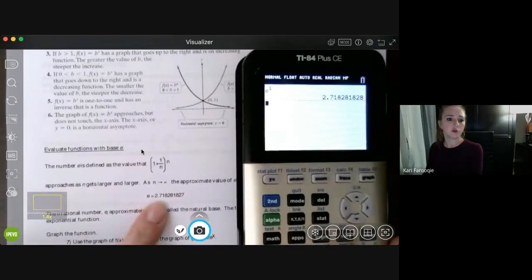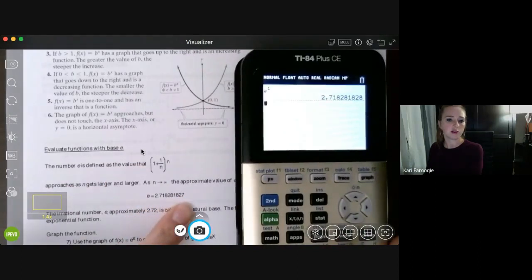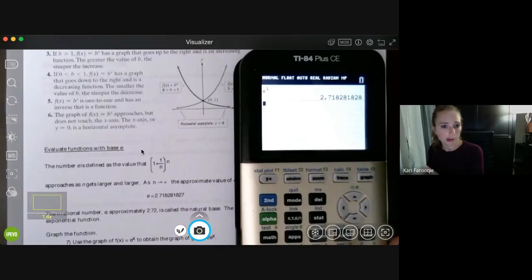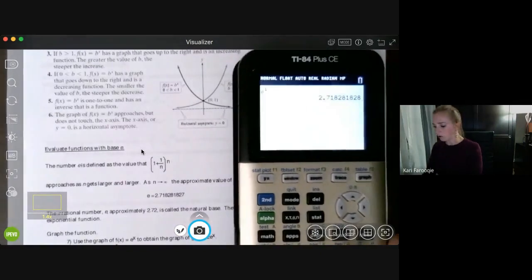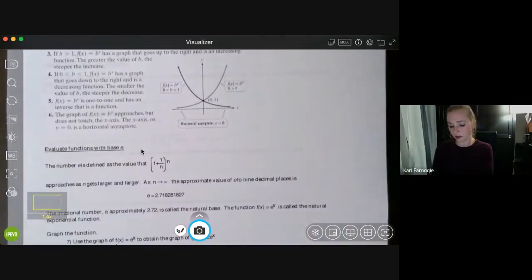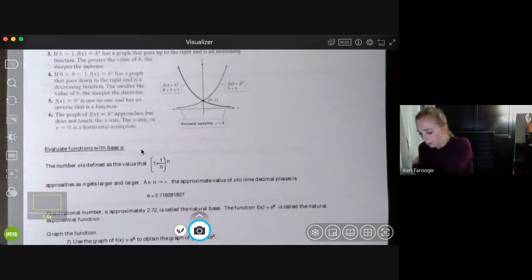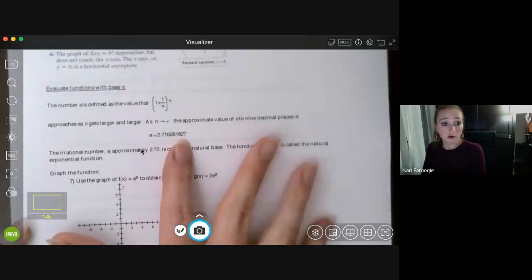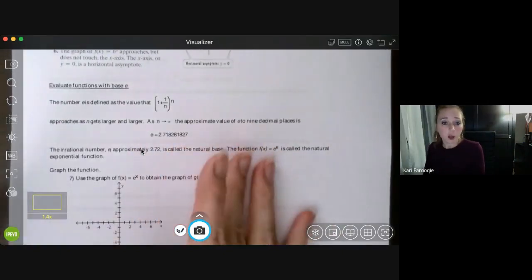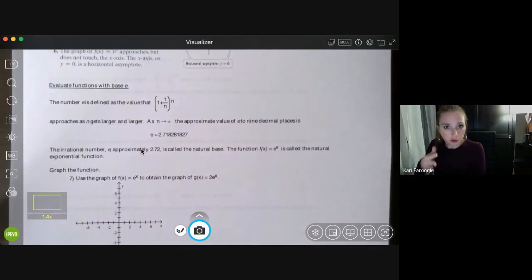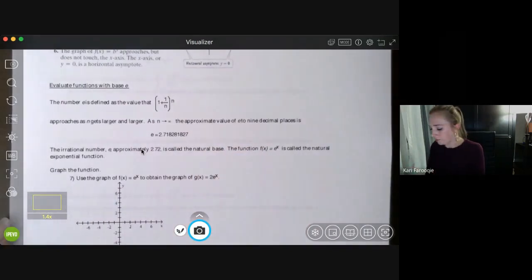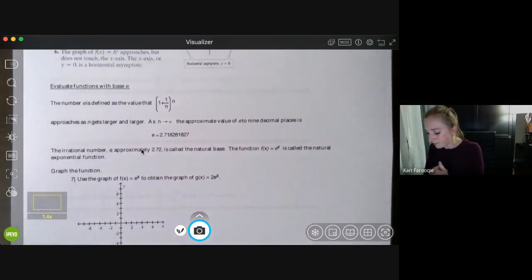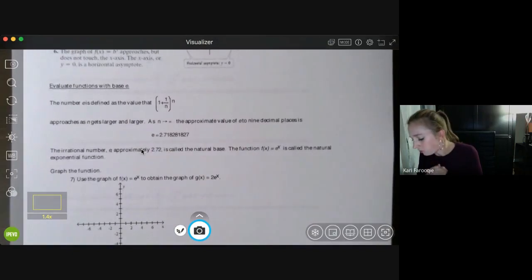e equals 2.718281827, and it keeps going and going and going. It's a transcendental number. It occurs a lot in nature. It's used in a lot of applications. It's a very important number. So you don't have to memorize this whole number. It's helpful to at least know that it's about 2.72 to give you a good idea. The irrational number e, approximately 2.72, is called the natural base.